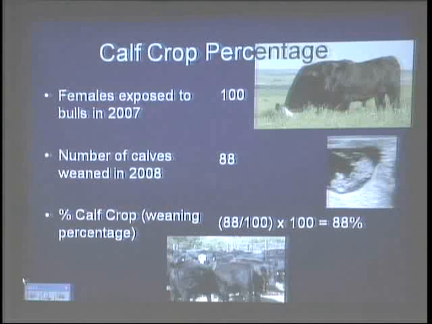Now, I want to move on and talk a little bit more about reproductive efficiency in a general sense. If we really want a handle on what's going on in the cow herd, having this measure of percent calf crop, the total efficiency of that cow herd from how many cows were exposed to the bull and how many calves we weaned, is a very important measure.